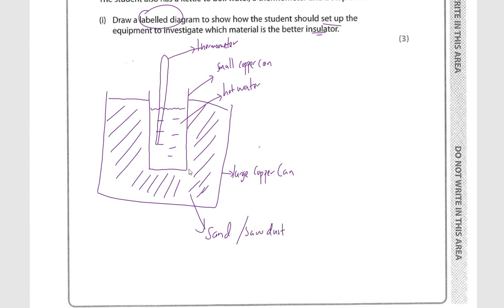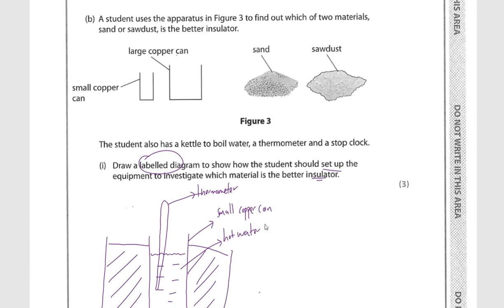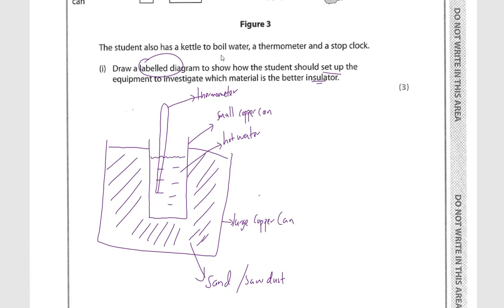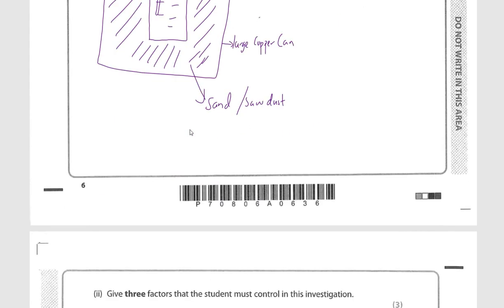So what we can do is we can test with the sand first, and then we can do the same thing with sawdust. So draw diagrams again, and stopwatch again. So of course, boiling water, hot water, thermometer is there. Stopwatch. Pretty much. There you go. Done. Now all the marks you get are pretty much for the main diagrams in this case. Alright, let's move to the next one.